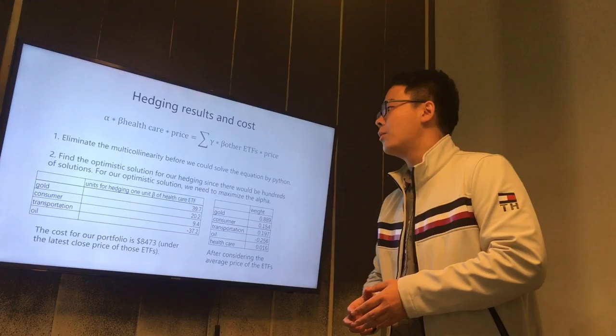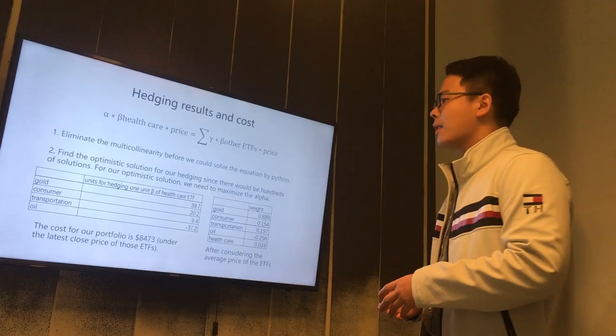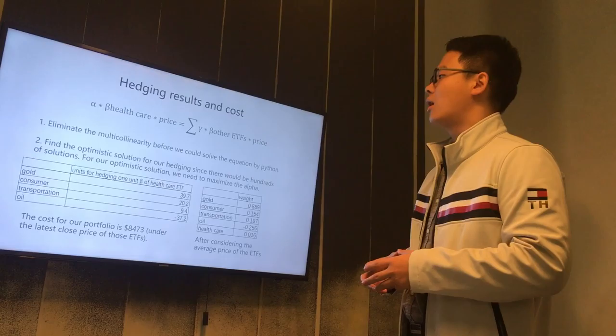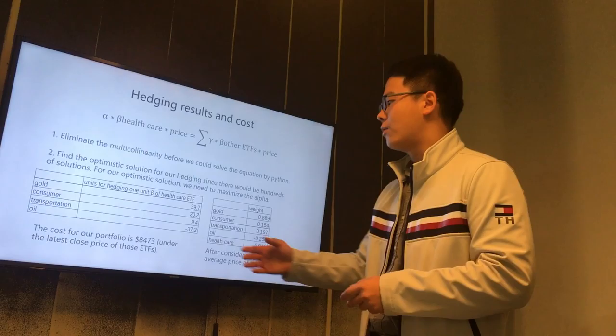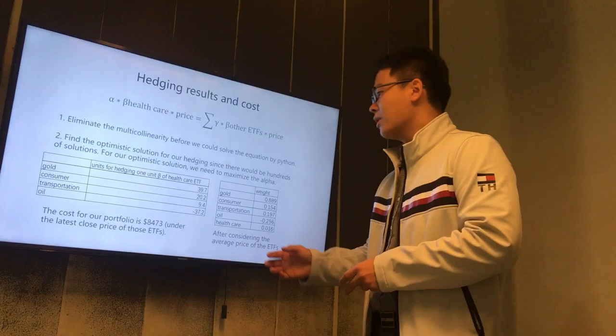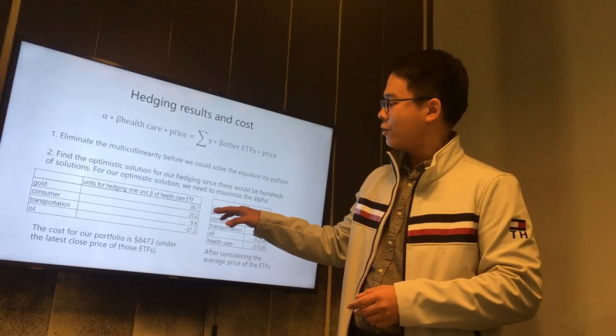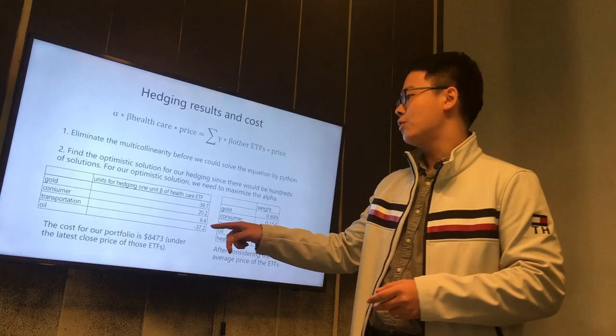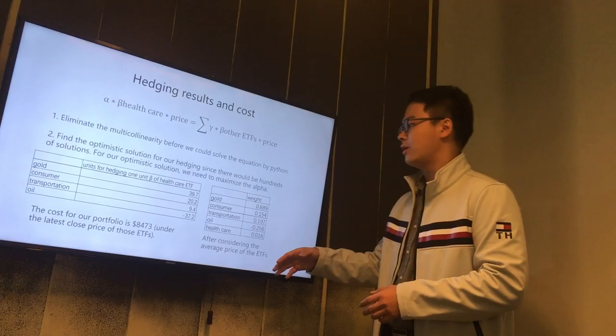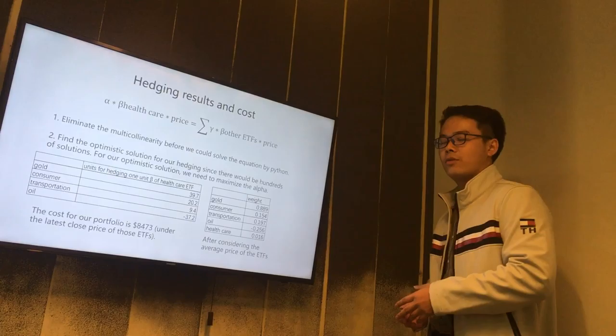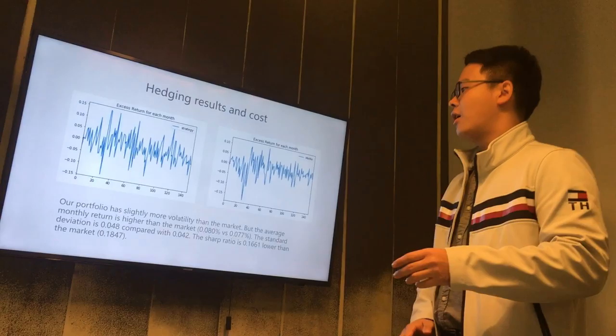We need to hedge this ETF, and this is our basic equation. Our first step is to eliminate the multicollinearity before we solve the equations with Python. The second step is to find optimal solutions for our hedging, which has the highest alpha. The total cost for our portfolio is $8,473. We need to buy nearly 40 units of gold ETF and also short 37 units of US oil ETF. And this is the way we calculate our total return after considering the average price of the ETF.